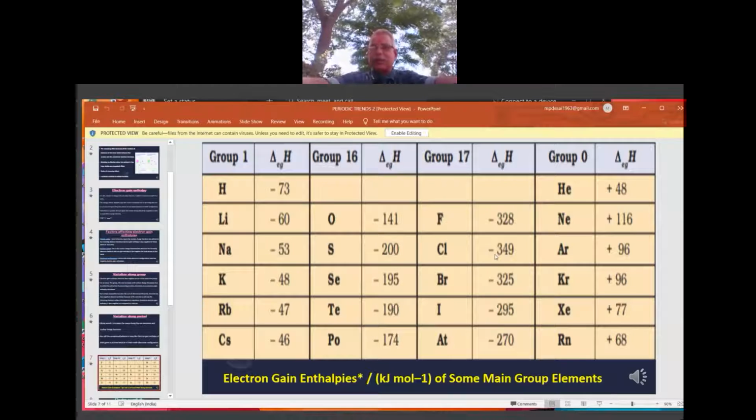Even if you see the ionization enthalpy for these, they also have difficulty. So difficult to remove, difficult to add. That's why they are called chemically least reactive. We don't have any special tendency to add or remove electrons.